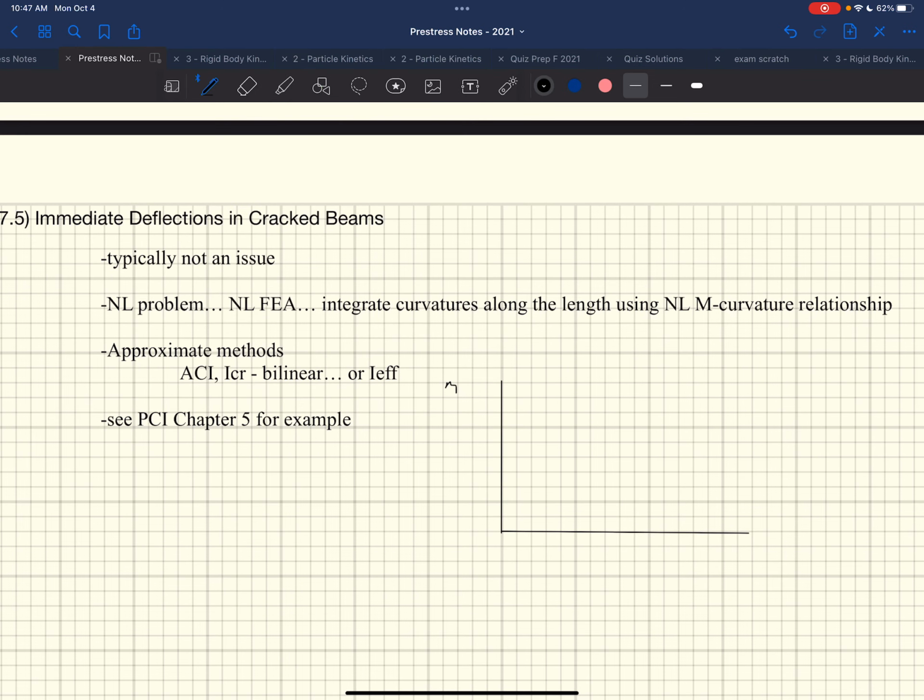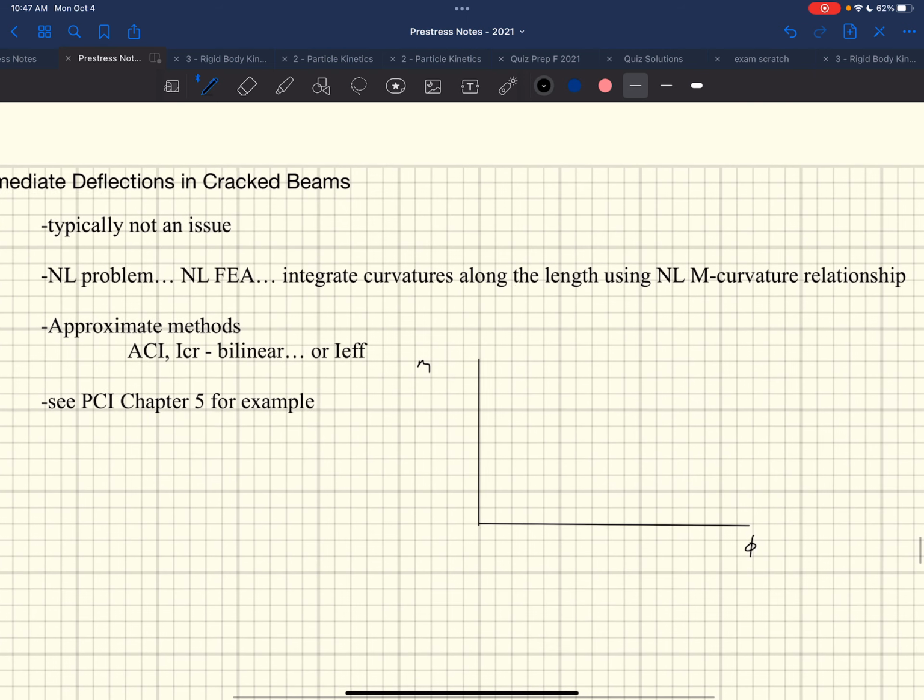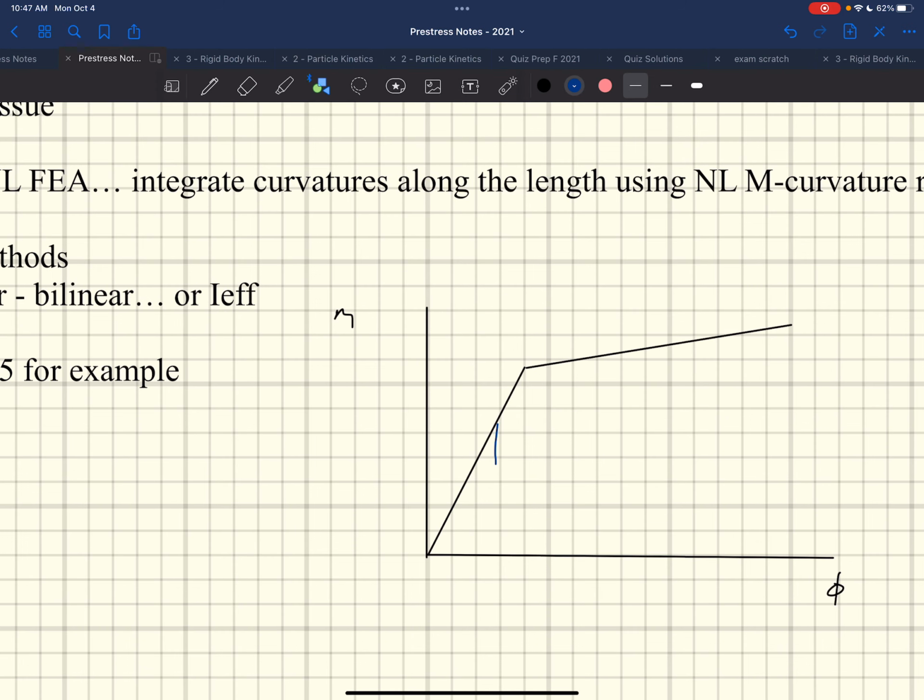You got moment over here, and curvature over here. And what it assumes, one method assumes bilinear. So down here, it assumes a slope of your moment curvature to be EIg, my gross moment. And then after it hits Mcr, this would be Mcr, then the slope of this becomes EIcr.